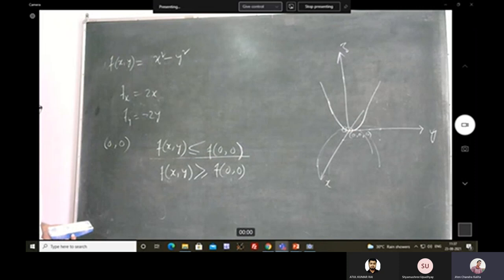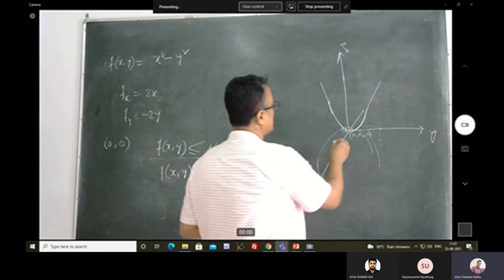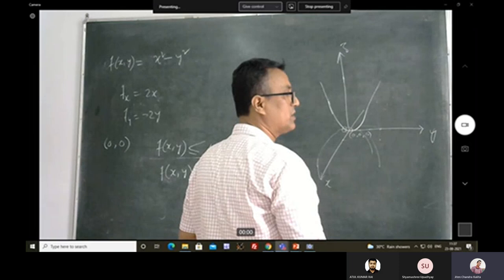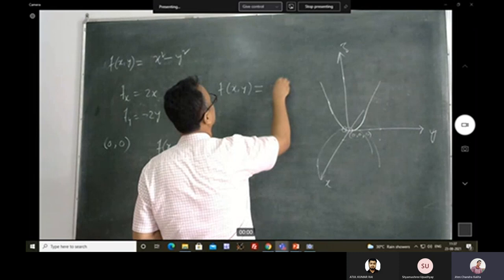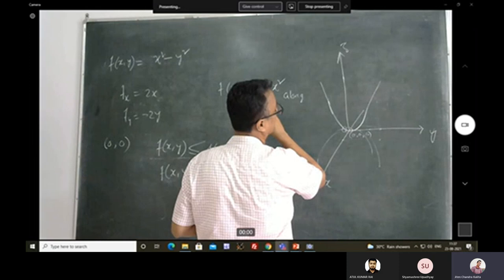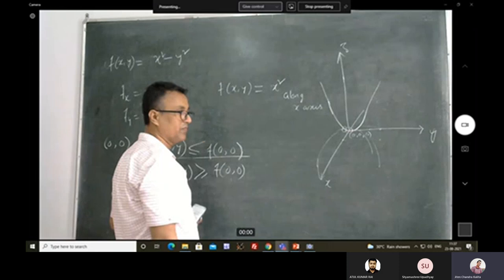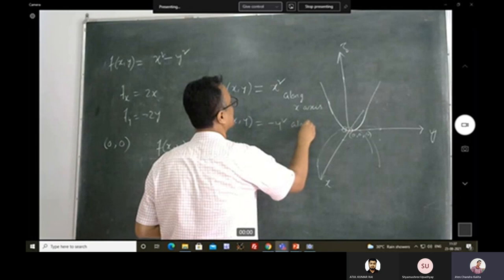Now, what is happening here? Suppose you consider the value of the function along the line y equal to 0, or along the x axis. Then f of x, y is going to be x squared along the x axis. And similarly, f of x, y is going to be minus y squared along the y axis. Is it okay?